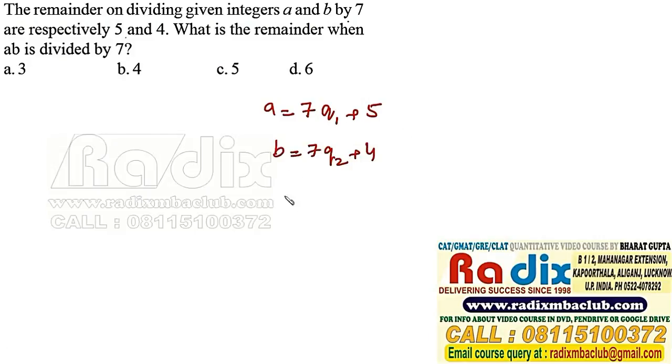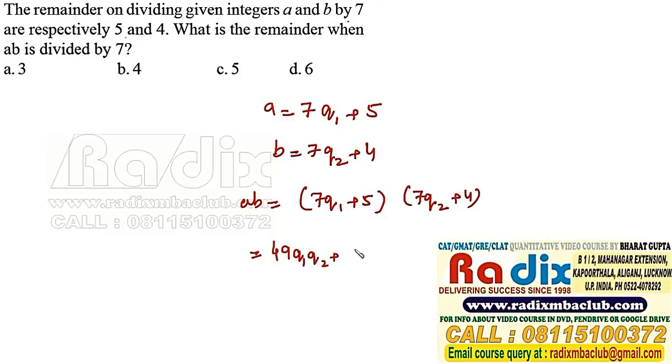Now that part is very important. First of all, multiply these two, ab. This is (7q1 + 5)(7q2 + 4). Now multiply this. This is 49q1q2 + 35q2 + 28q1 + 20.